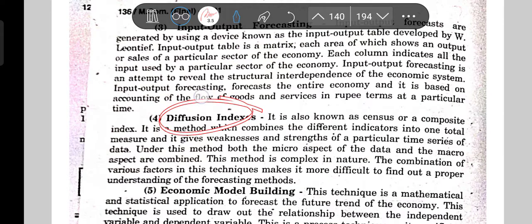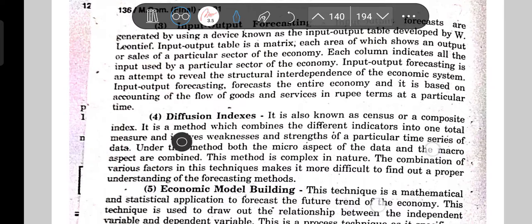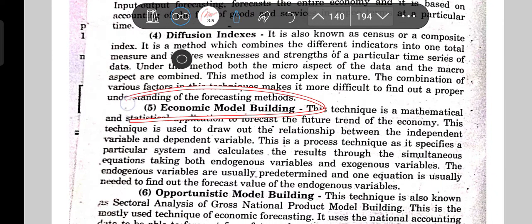Now diffusion index is even more complex. It is also known as census or composite index, because it combines all the different indicators. That is why we could say it is a complex one. Though it talks about weaknesses and strengths of a particular time, in general terms it is a little bit difficult to use. It talks about both micro and macro aspects, because it is a detailed one. Then economic model building.